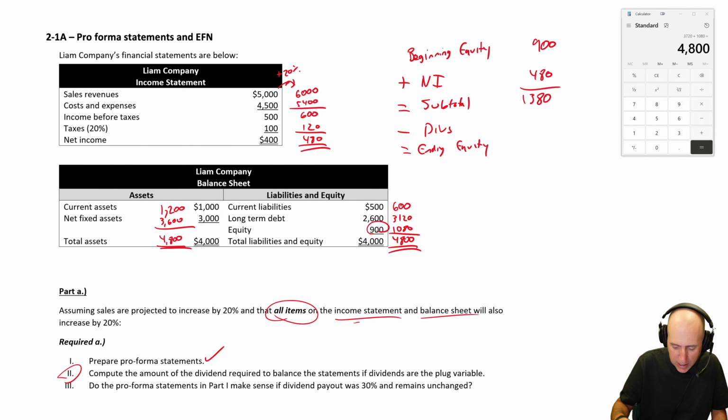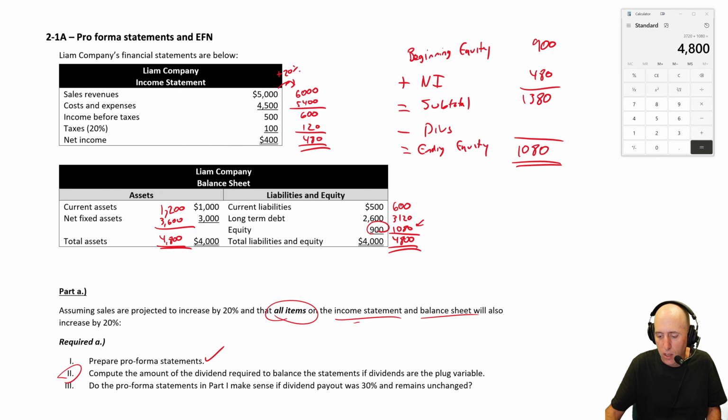Now, if we did not pay a dividend, then our ending equity should be $1,380. But our ending equity isn't $1,380, it's $1,080. So we must have paid a dividend because we know our ending equity is $1,080. That's known here. Our dividends are the plug variable. Well, what's the plug that makes this work? We must have paid, under this scenario, a $300 dividend.